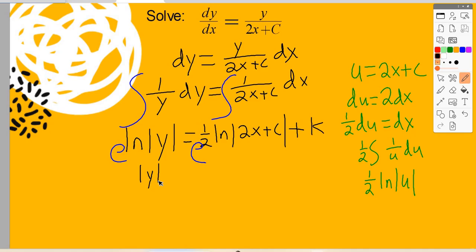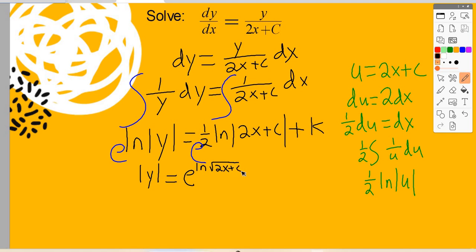Square root of natural log. Natural log square root of 2x. There we go. So remember that one of our properties for natural logs says that I can rewrite constants as exponents of the inside of stuff. So I can raise 2x plus c to the 1/2 power.